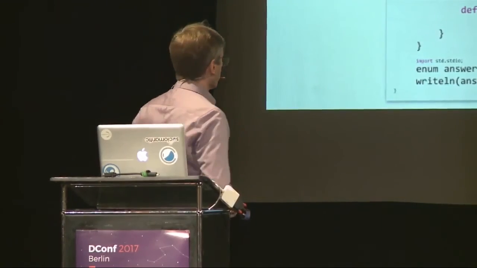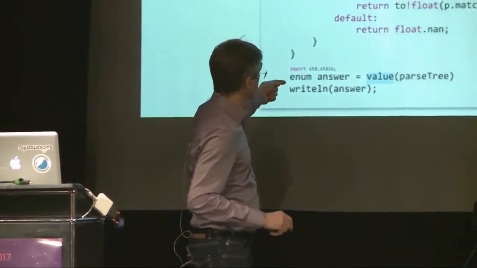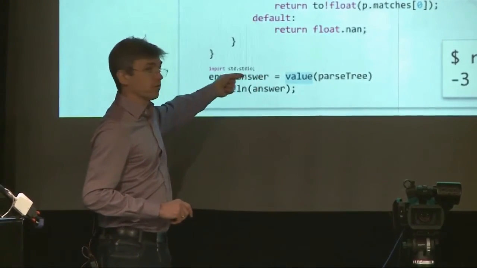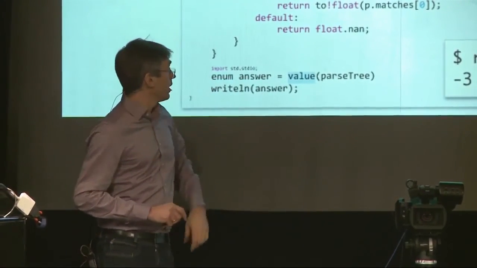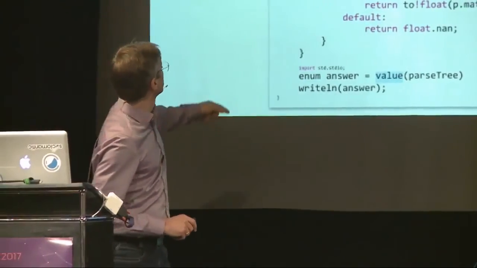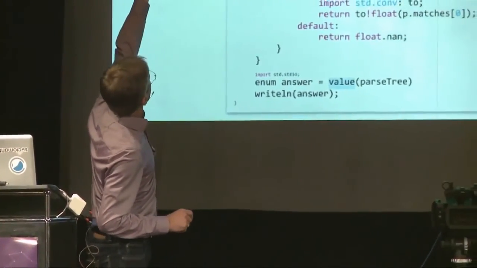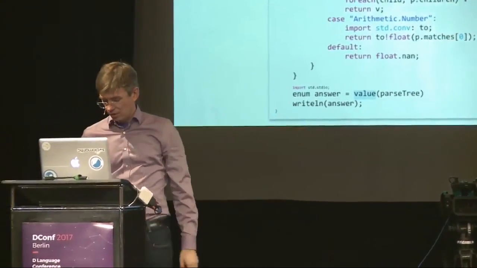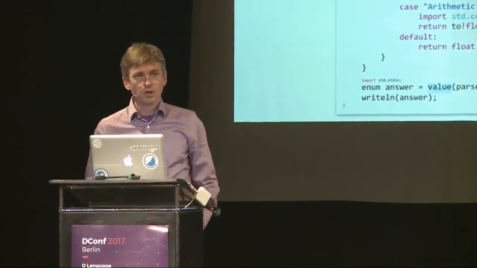I've noticed that I've used the enum here. So if you want it, enum will get you the parse tree at compile time. And actually, enum is up there for the parse tree, and this is for the result. So everything that is done at compile time.